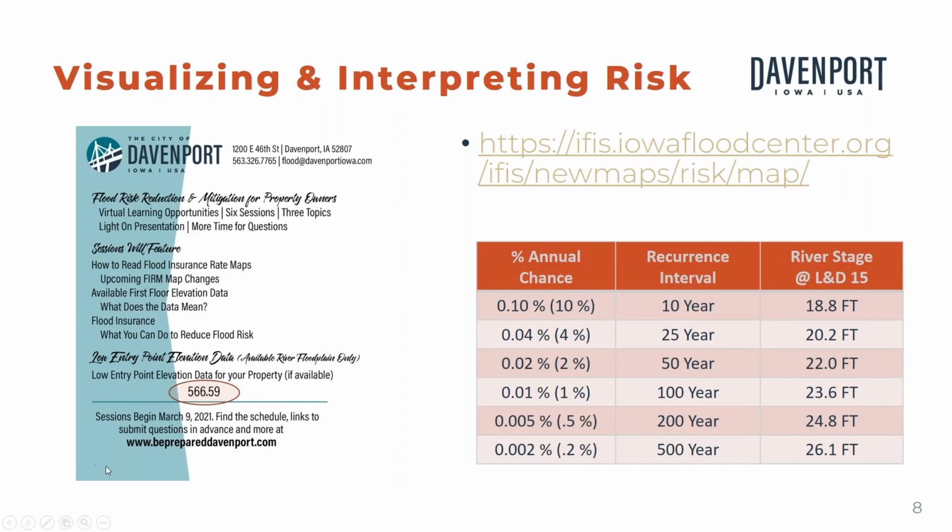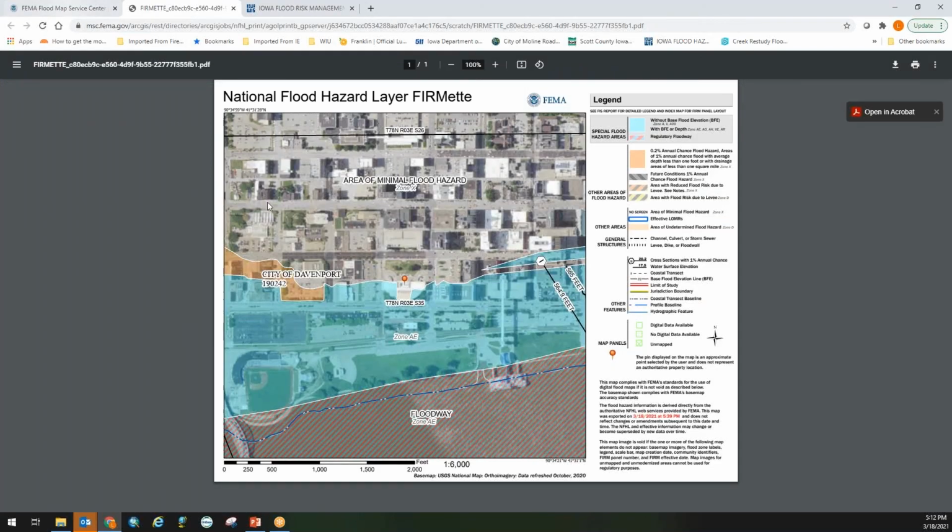So this would be what the postcard looked like when it came in the mail. And the low entry point for elevation data here says 566.59. So if you go back to the flood insurance rate map, we have 564.9. So really, the lowest entry point is actually above the base flood elevation. So it's great for the ground transportation center.